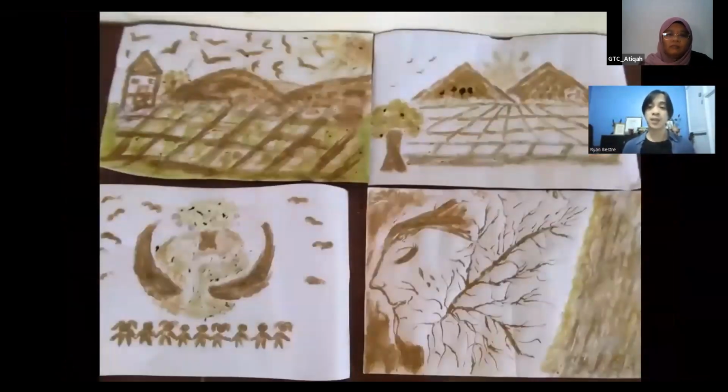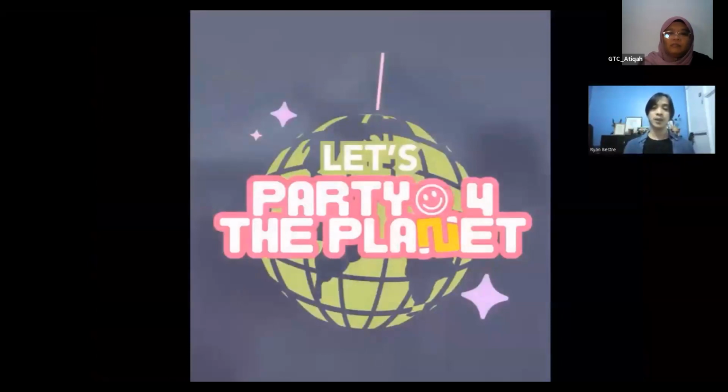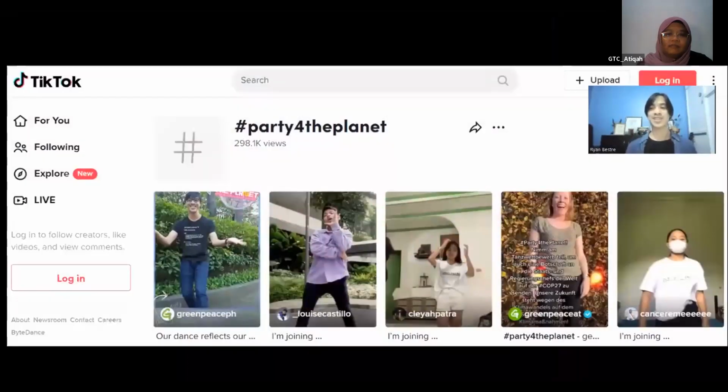We can use art and creativity to raise awareness. So this is a soil painting where they use soil as a medium for this painting. We can also use social media. This is the Party for the Planet social media campaign of Greenpeace last year, where it's actually a TikTok dance challenge. So they use dance and movement, positive messaging to put forward their call for climate justice. So this is an effective way of engaging more young people, especially those who may not be as familiar to the topic.